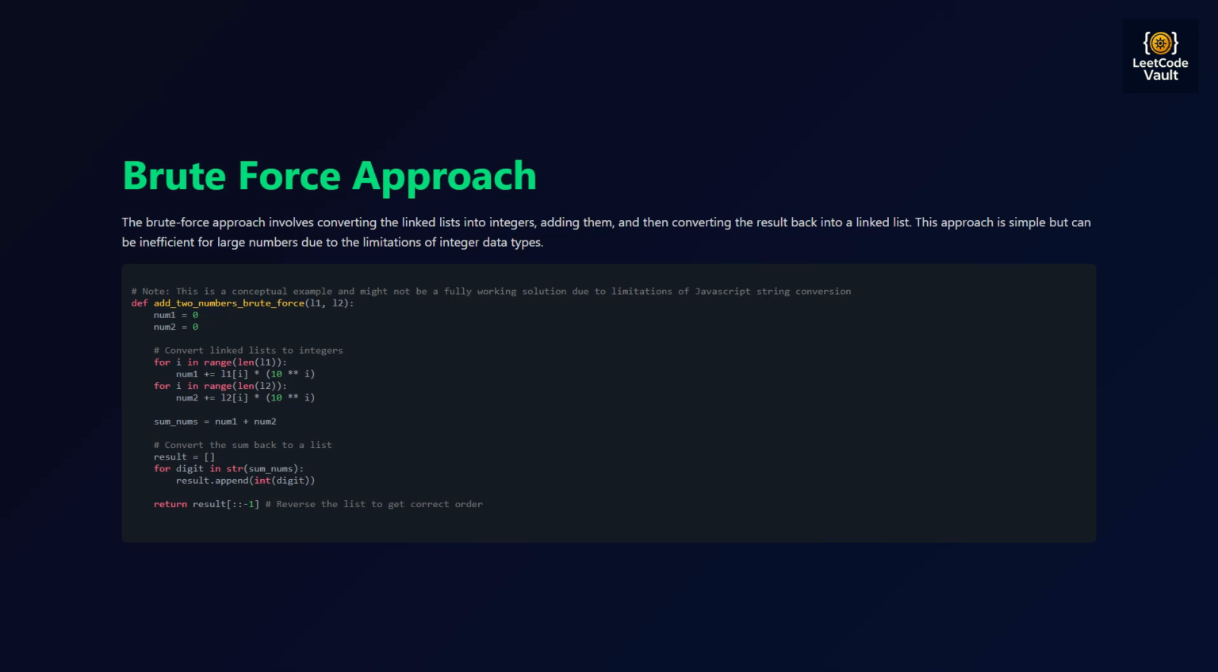Brute force approach. One way to approach this problem is to convert each linked list into an integer, add them, and then convert the sum back into a linked list. This approach is fairly intuitive. We traverse each linked list, building up the integer representation. Then we perform the addition and reconstruct a new linked list representing the sum.